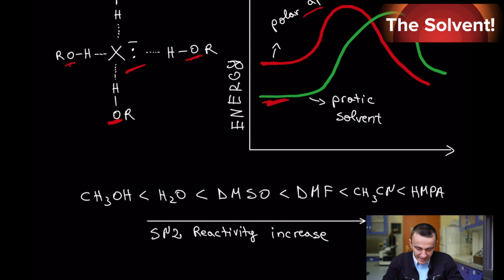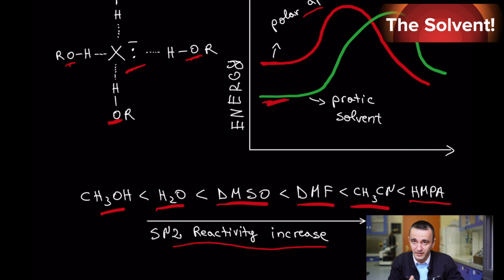As a general reactivity order for SN2 reaction, the solvent HMPA is the fastest, the best aprotic solvent. Then acetonitrile, dimethylformamide, dimethyl sulfoxide. Water and ethanol or methanol are not good solvents for SN2 reactions.